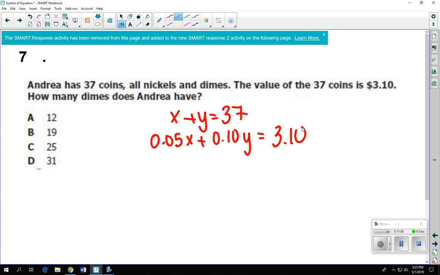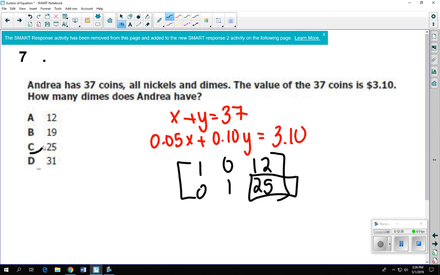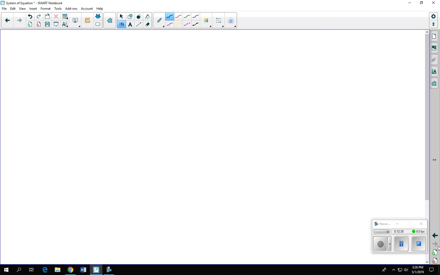There are two ways you can do it. You can substitute or you can use the matrix. Make sure you are reading the question itself. It is asking for how many dimes Andrea has. So when we go through this, you are looking at your y. We are saying x represents the nickels and the y represents the dimes. So plugging into the matrix, I get an answer of 1, 0, 12, 0, 1, 25. And again, y represents the dimes, therefore the answer of 25 is what I am arriving at.